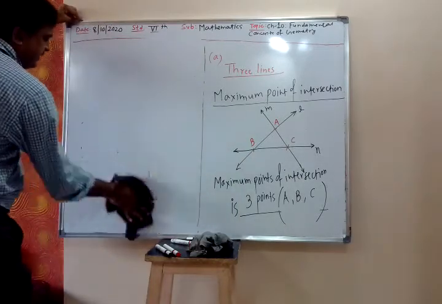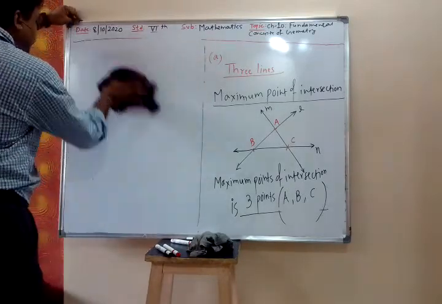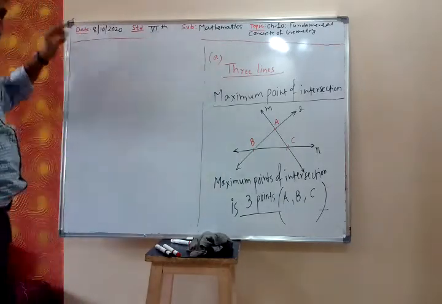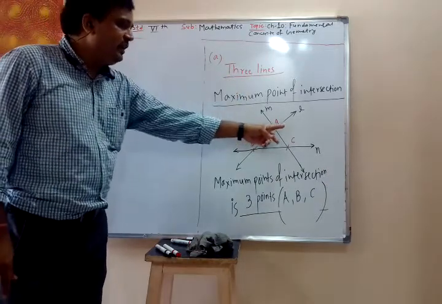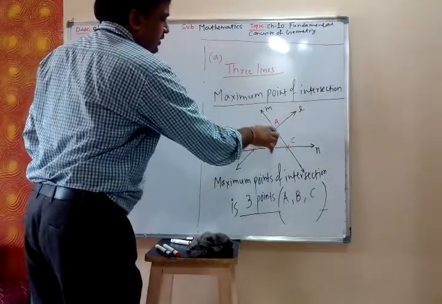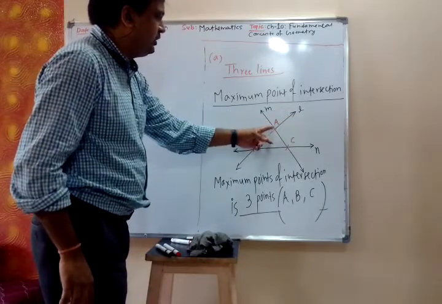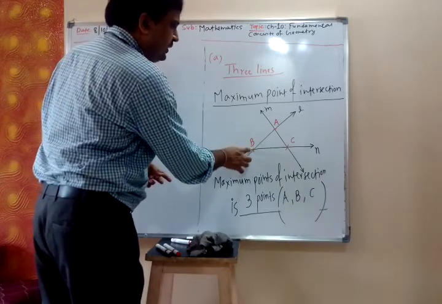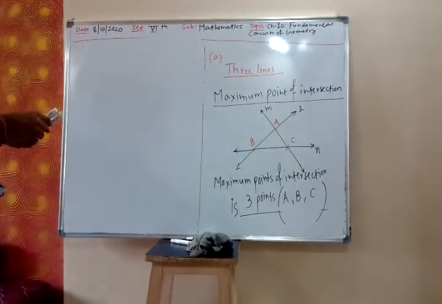So that will be the minimum case. Minimum case for 3 lines: when all the 3 lines meet at one point, that will be the minimum case of point of intersection. For maximum point of intersection for 3 lines L, M, N, they intersect each other at 3 different points A, B, C. L and M intersect at A. L and N intersect at B. N and M intersect at C.